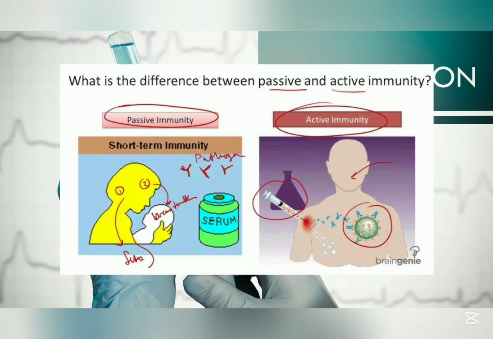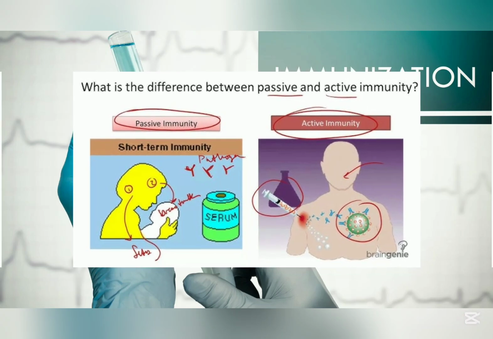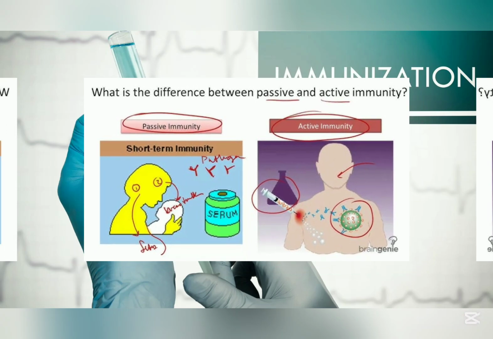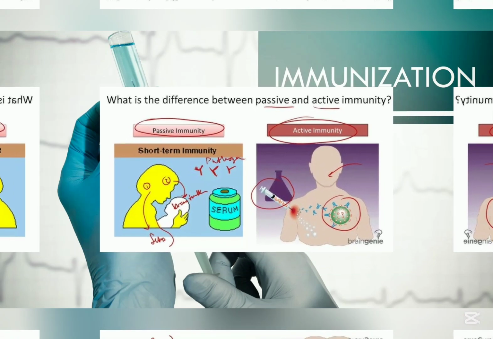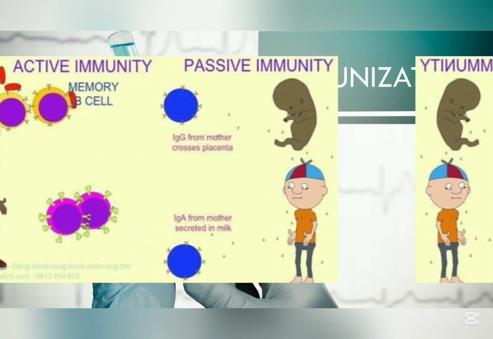Again, when we come to active, it takes time, days to weeks, for the immune response to develop. But for passive, there is immediate protection. Active may require boosters to maintain long-term immunity, but for passive, no boosters are needed as the immunity is not long-lasting. For active, we have vaccination, e.g. the flu vaccine, MMR, and natural infections, e.g.